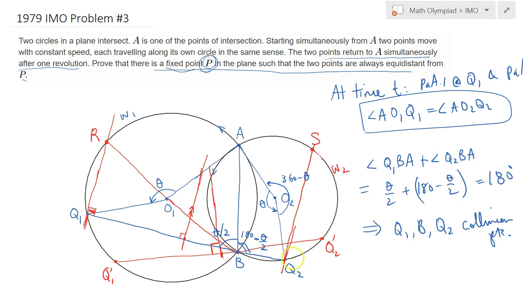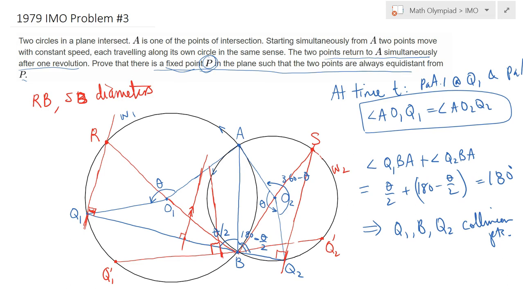Similarly, we have a 90-degree angle. Oh, my picture is pretty messed up here, actually. So similarly, this is 90 degrees, suggesting that S O2 B is also a diameter. There you go. So RB is a diameter. Let's write that: RB and SB diameters.